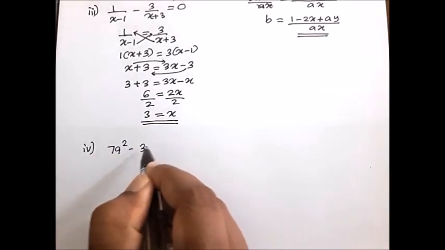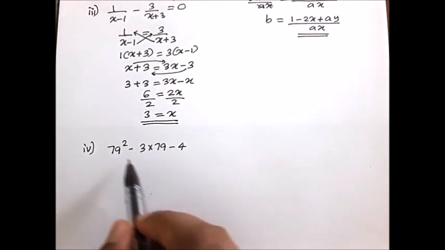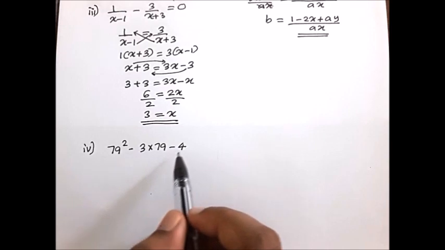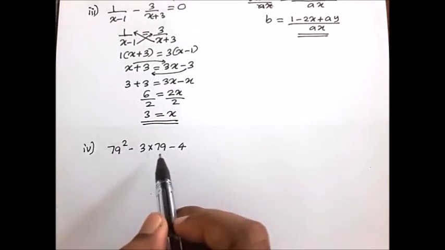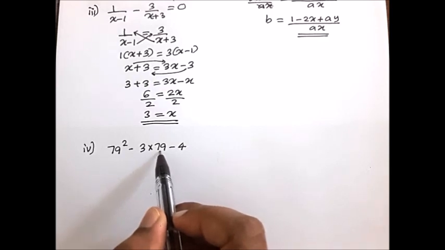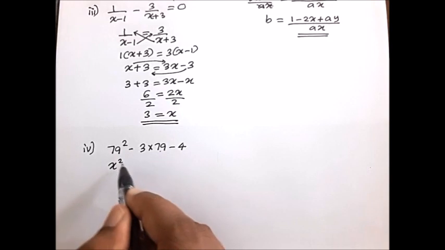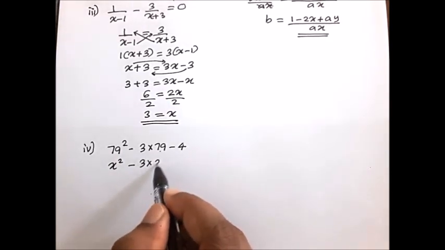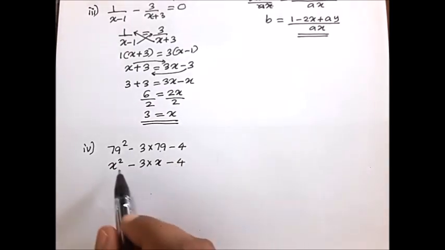79 to the power 2, 3 multiplied by 79 minus 4. The question says, using the knowledge of factors, find the value of this one. So first you have to factorize this expression. Here 79 to the power 2 and here 79. I am going to substitute x for 79. Here x to the power 2. Now you can see this is a quadratic expression.